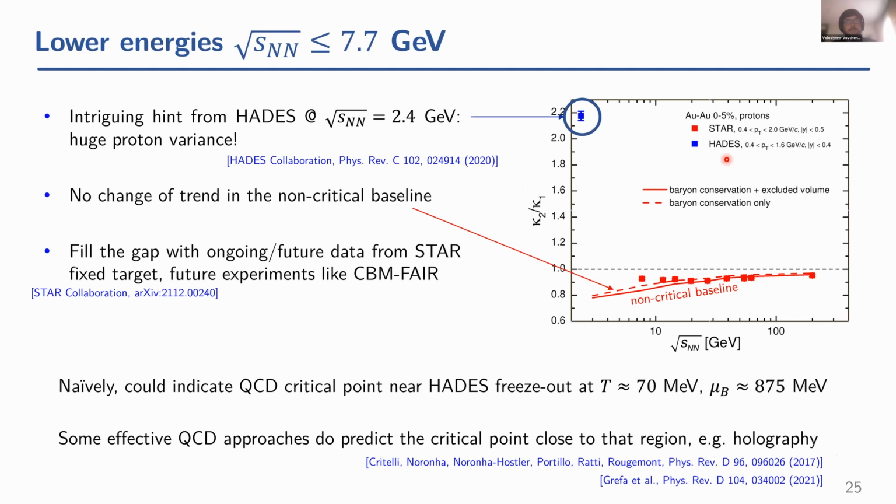And these are questions which will be answered in the future, I think, in light of the ongoing and future measurements and experiments, because they all look into this region more or less between 2.4 GeV and 7.7 GeV. At 2.4 GeV, we already have an intriguing hint from the HADES collaboration. They measured cumulants of the proton distribution, and in particular, they measured this huge scaled variance of the proton distribution of more than 2.